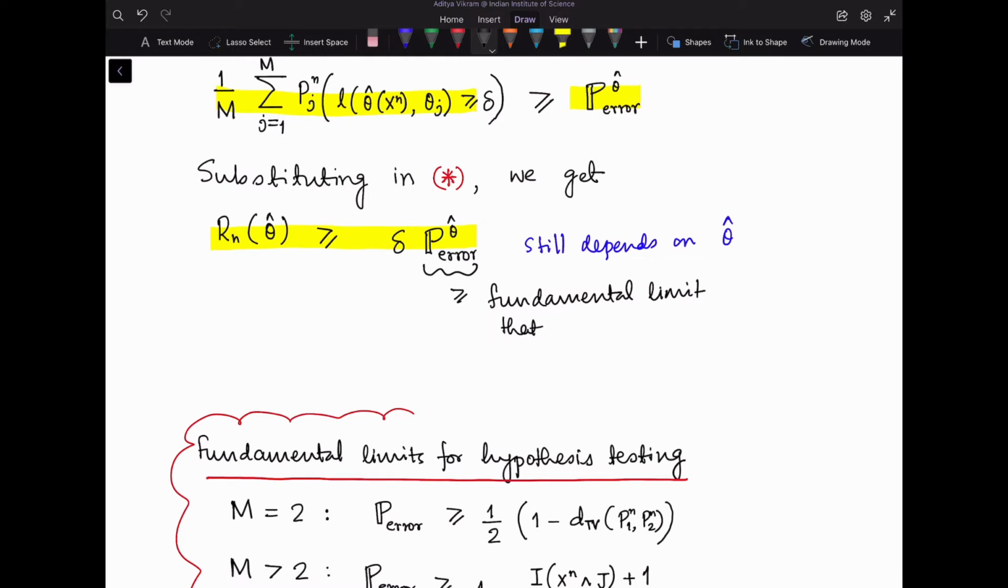that holds for any test. Right, and since it holds for any test, this is how we get rid of theta hat dependence.